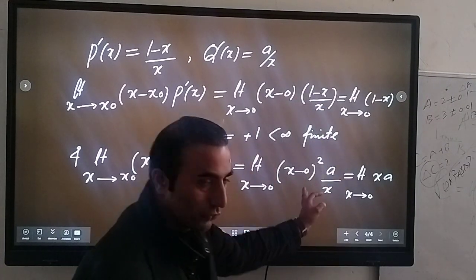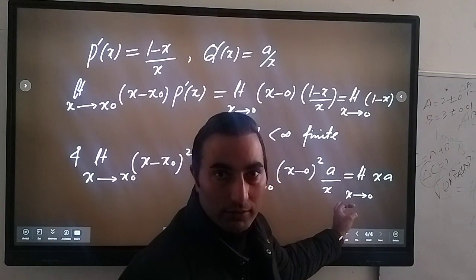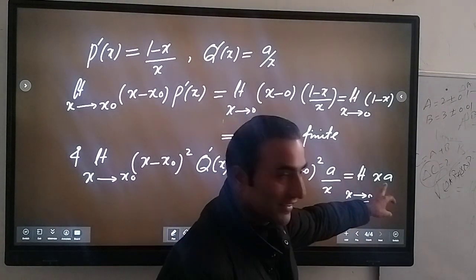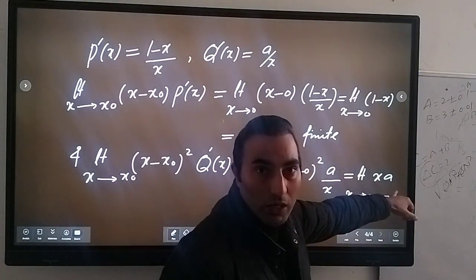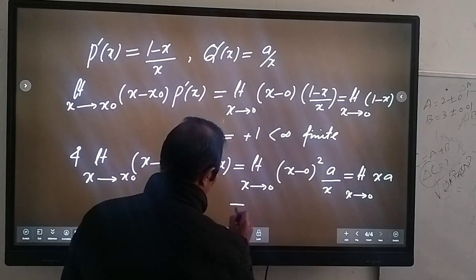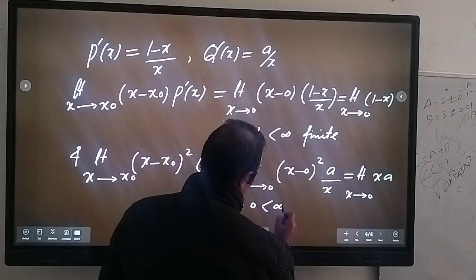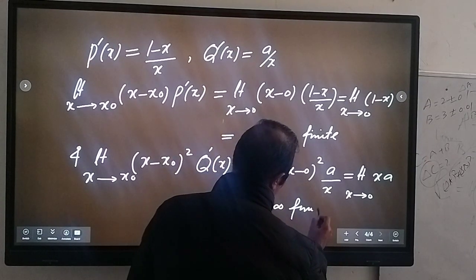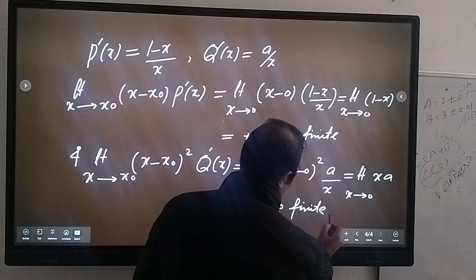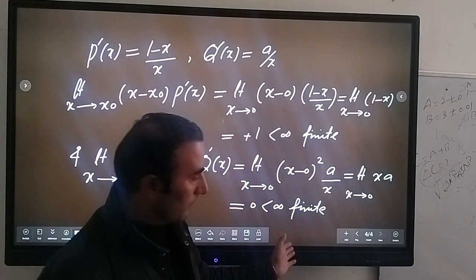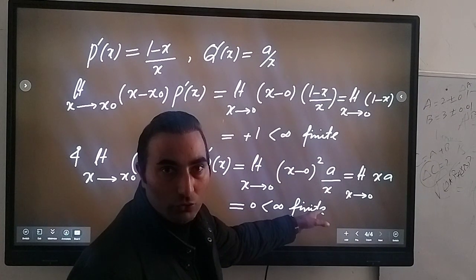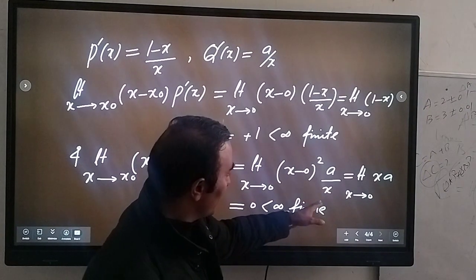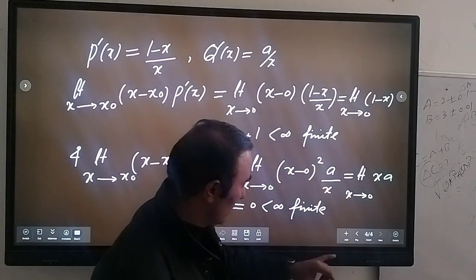Right? Because this x can cancel, so one x will cancel with this, and we have only x into a. But x tends to 0, so its value will be 0, which is less than infinity, or this will be finite. Okay, because it's clear. So that means both the limits are finite. So when both the limits are finite, we can say that x equal to 0 is a regular singular point.